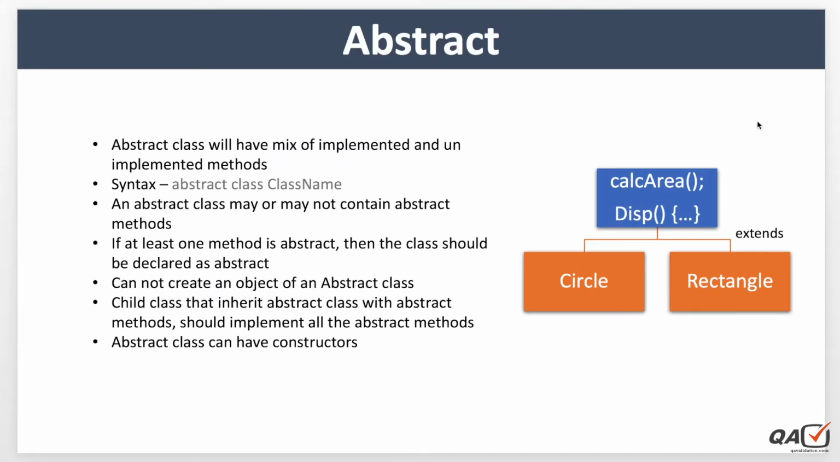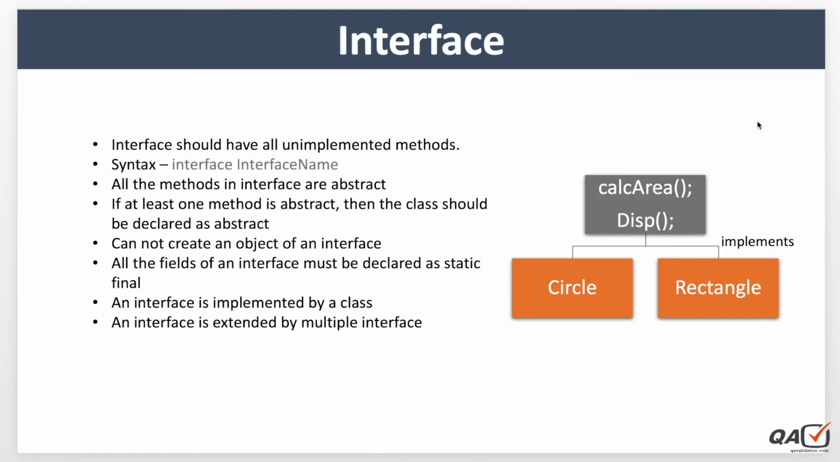Okay, so now the next thing is your interface. Now interface again, it's the same as your abstract, but there is a little bit of change compared to your class and a normal abstract. Now let's see that one by one. Interface should have all unimplemented methods.